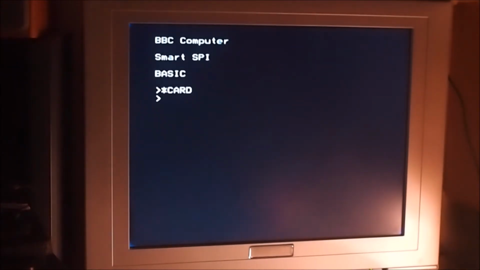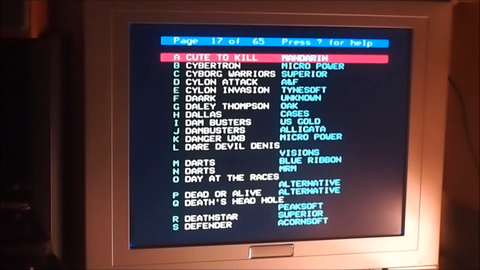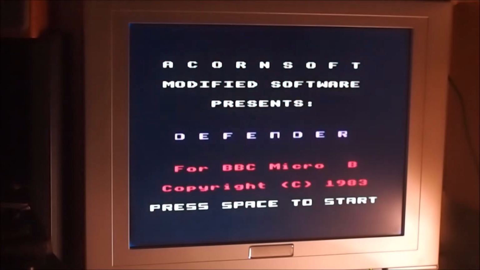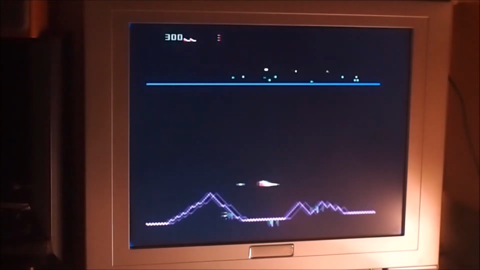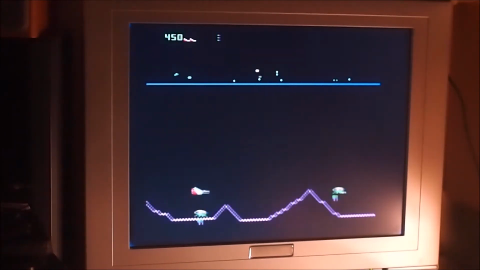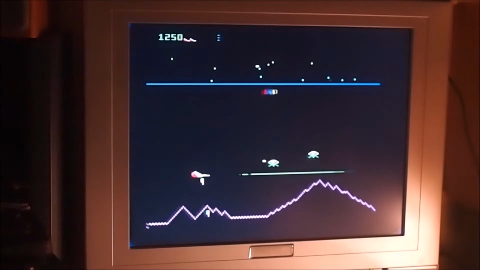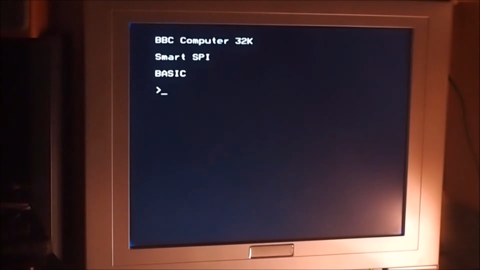Here is my standard Beeb. A bit of Defender, aka Planetoid. Very good home conversion, in fact. I must do a video on the BBC Micro. Awesome arcade conversions. This is spot on. But that's not why we're here. Let's reset this bad boy.